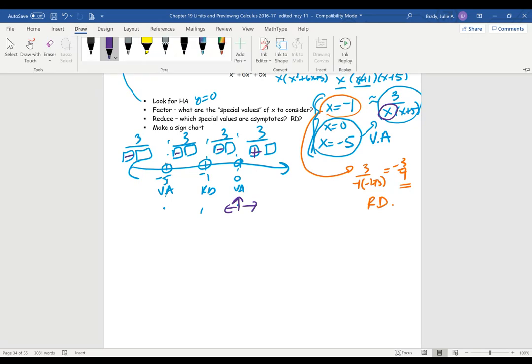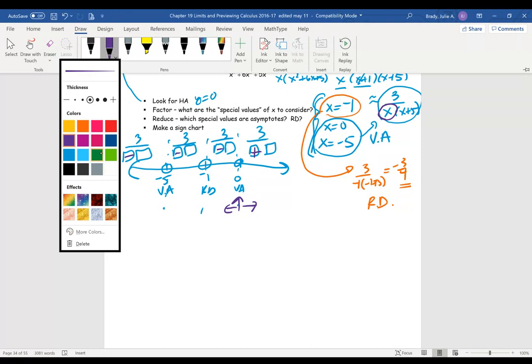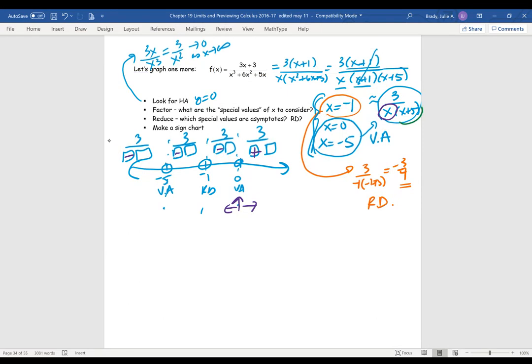Next one. Let's look at this factor. That's 0 at -5. You pick a number bigger than -5, like a million, that's going to be a positive number. You pick a number to the left of -5, that's going to be a negative number. So you've got plus, plus, plus, and then this part is negative.